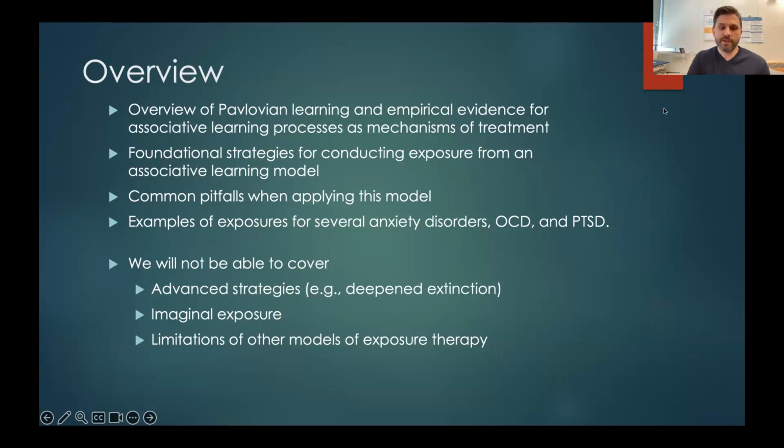What we won't be able to cover are some more advanced strategies in applying this model, in terms of things we call deepened extinction and other processes. I won't be able to cover imaginal exposure in much detail, though I can try to handle a few questions about that. I'm currently working on a paper about that, and Michelle and I are hoping to submit that soon. And I won't be able to go into tons of detail about limitations of other models of exposure therapy. I'll talk a little bit about that, but we'll see where we get.